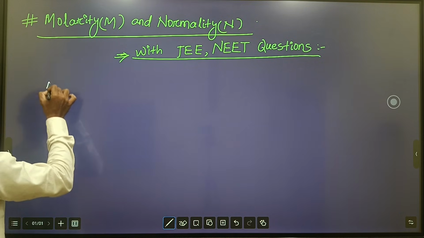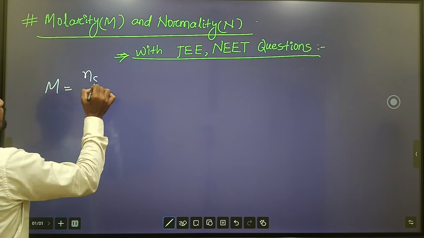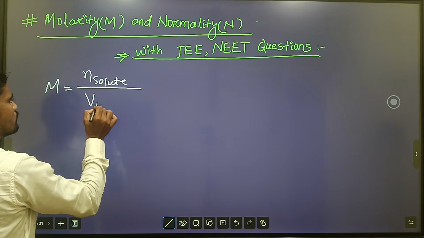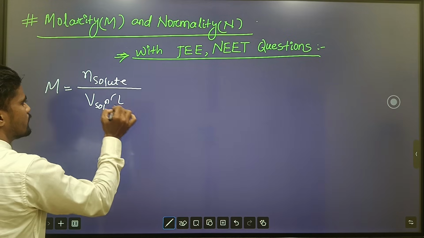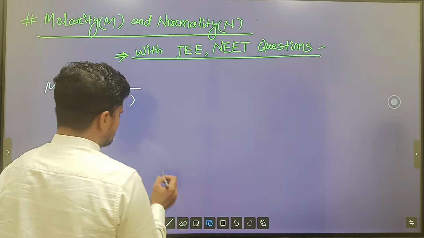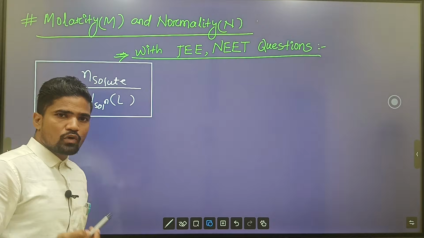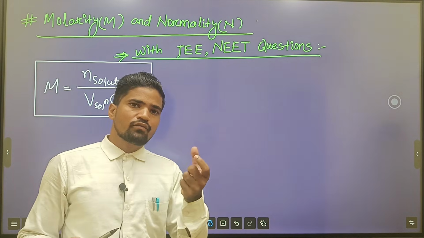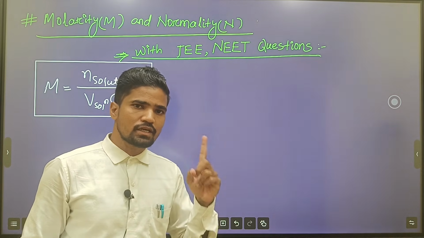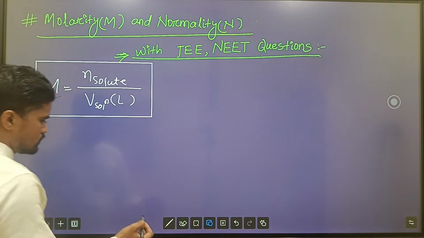So molarity is represented by capital M, and molarity is equal to what? Number of moles of solute upon volume of solution in liter. Okay. So this is the molarity. That means the number of moles of solute dissolved in 1 liter of the solution is called a molar solution, and simply called molarity.